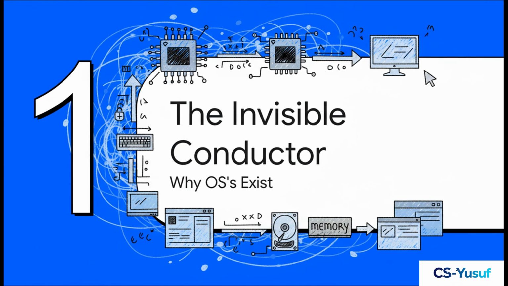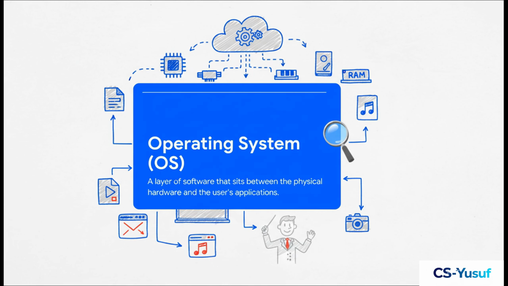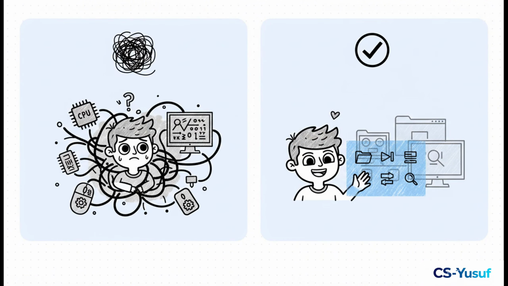All right, Section 1, the invisible conductor. Before we get into the what, we really need to understand the why, and it all comes down to solving one massive problem: complexity. So at its most basic level, an operating system is just this layer of software that sits right in between you and the physical guts of the computer. It's a translator, a manager, and a kind of traffic cop all rolled into one. I mean, just imagine the chaos of trying to talk directly to your hardware. Every single component, your graphics card, your keyboard, your Wi-Fi chip, they all speak their own weird, complicated language. The OS steps in and creates one simple, unified way to talk to everything. It just hides all that messy complexity from us.